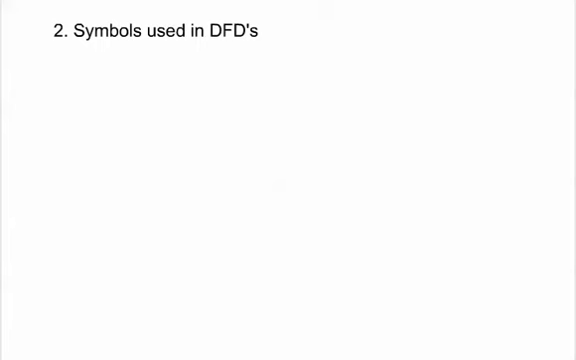There are four symbols that are used in DFDs. The first one is a process, and the process is shown by using a circle. A process is seen as an action that changes data, and a process will always be named using a verb.